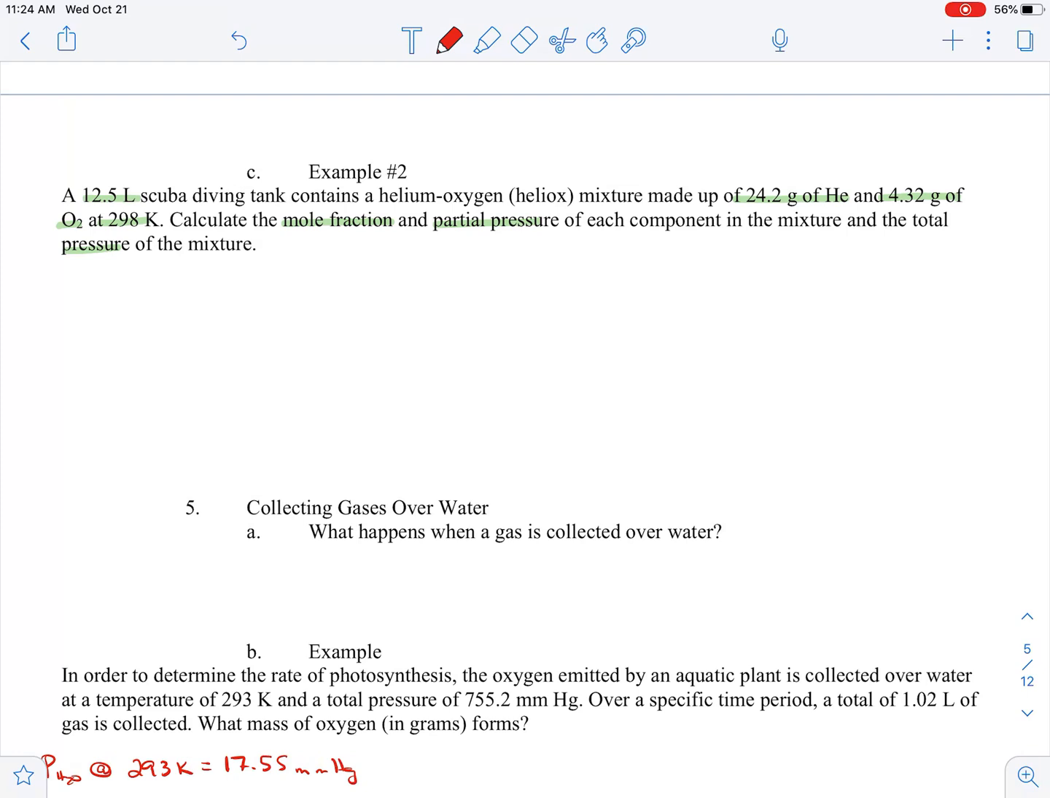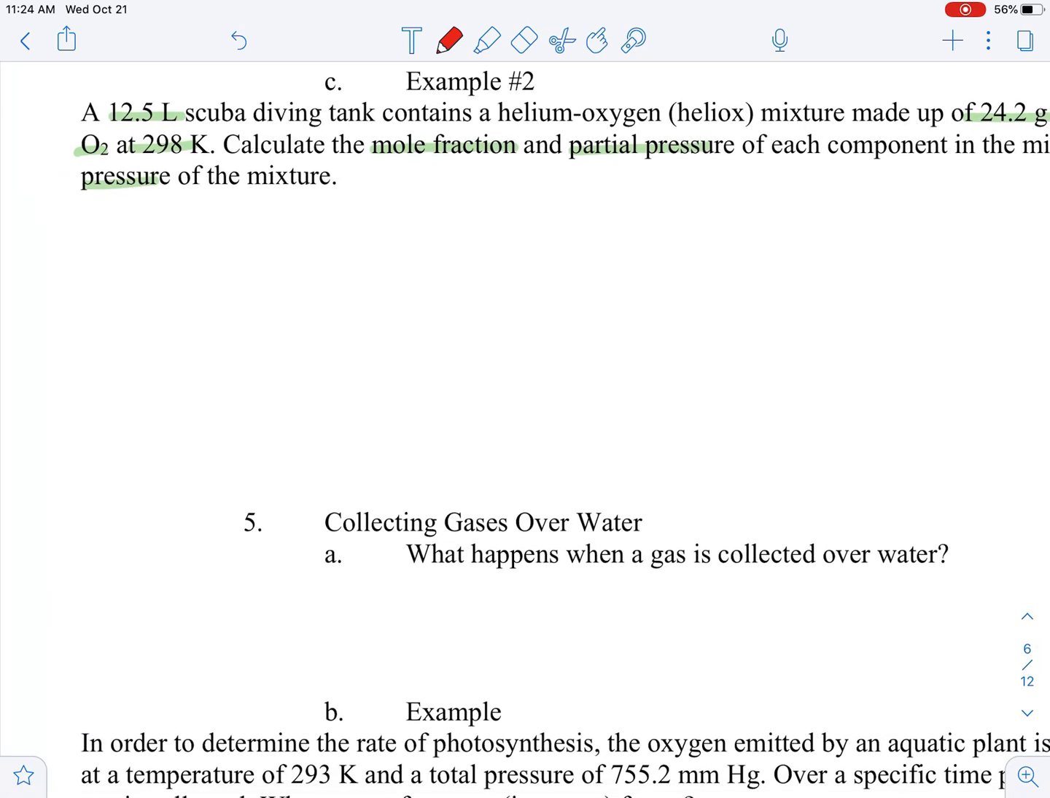So let's first start by finding the mole fraction of each substance. We know we have 24.2 grams of helium, and we need to get that to moles. Our first step is to divide by the molar mass of helium, 4.003 grams per mole. This is going to tell us our moles of helium. So if we take 24.2 and divide that by 4.003, and we keep quite a few decimals here, let's say 6.0455, just to make sure we have enough. And this is moles of helium.